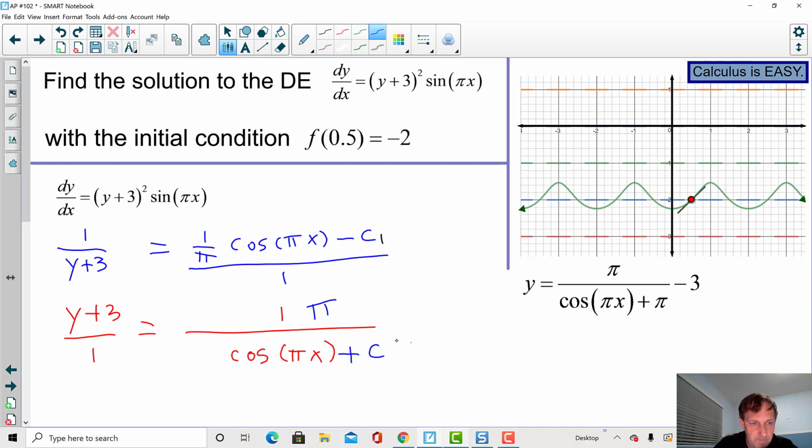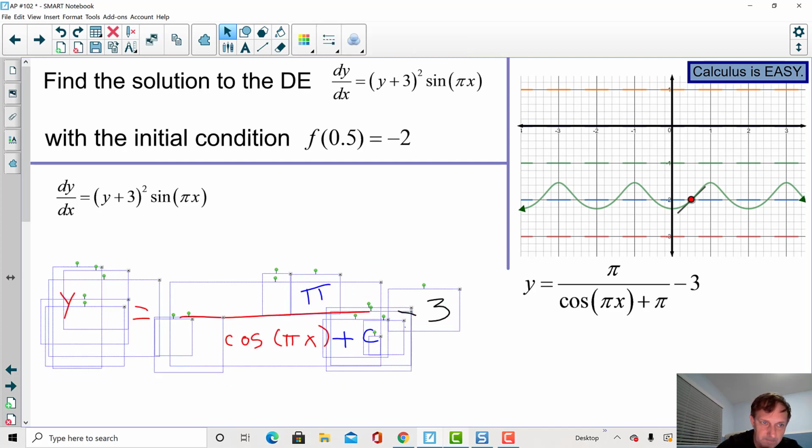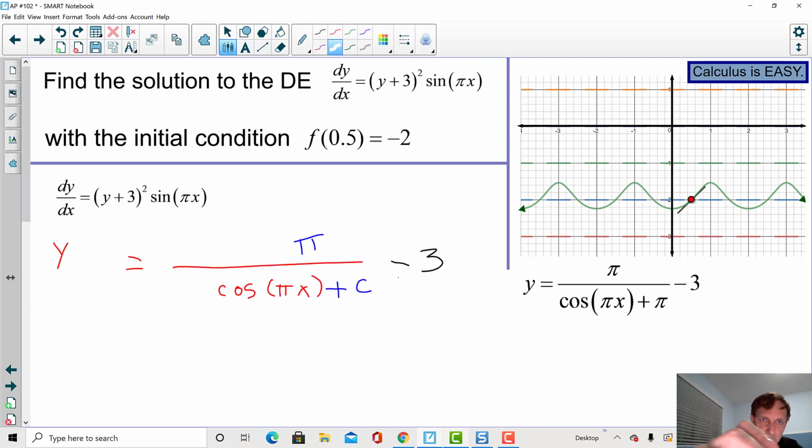There we go. Again, I'm still trying to solve for y. I can get rid of this divided by 1. So I just need to subtract 3 from both sides to solve for y. And there we go. We're almost done. We just need to solve for the c and we will be done. All right, again, let's move this up a little bit. We're going to use our point to solve for the c. This is a 1/2 for the x and a -2 for the y.